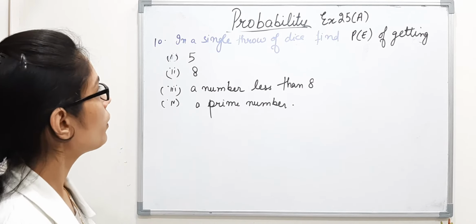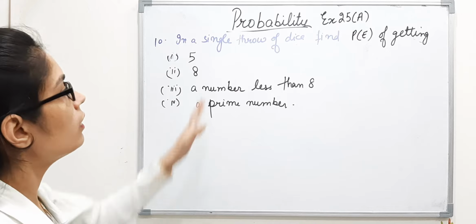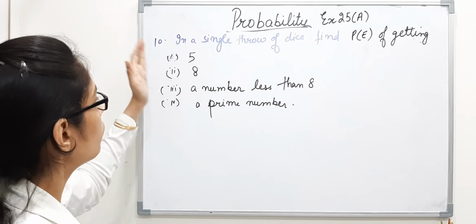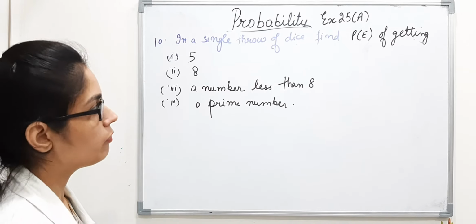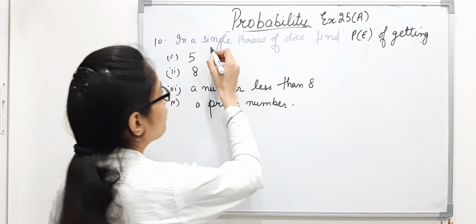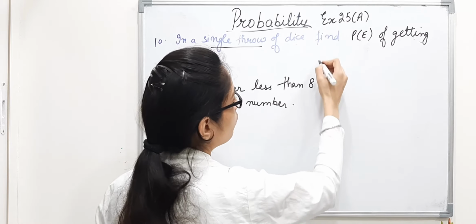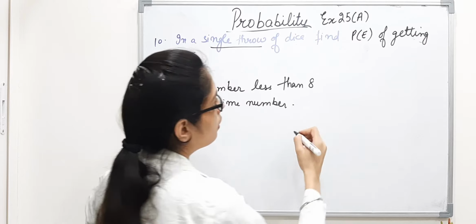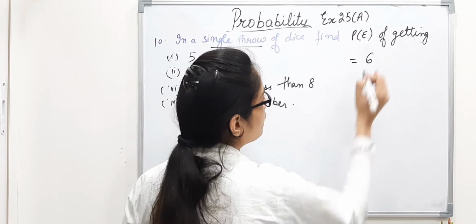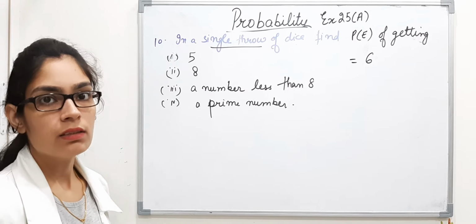So the next question is the 10th question. In a single throw of a die, find the probability of getting the following. They have given you 4 points. First of all, in a single throw of a die, the sample space, or total number of possible outcomes, will be 6 because it has 6 numbers.